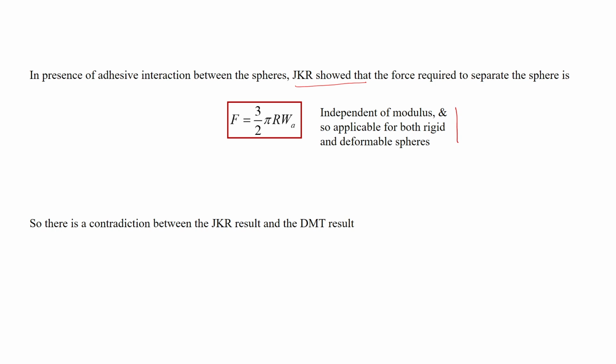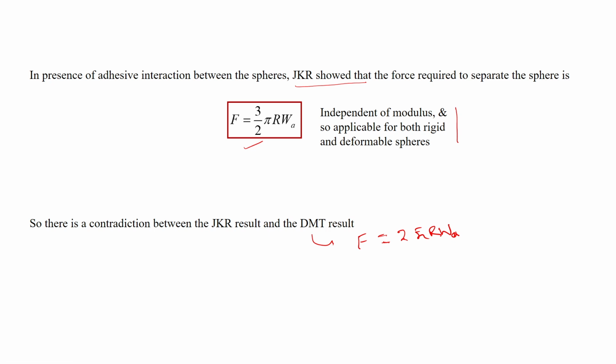So, for the rigid spheres in the DMT model, what do we get? We get F is equal to 2 pi R W A. So, what does it mean? There is a confusion here, there is a contradiction here. For the JKR result we get F is equal to 3 by 2 pi R W A, and for DMT we get 2 pi R W A. In the DMT case there is no modulus, which is understandable because the sphere is rigid. In the JKR case also this is independent of modulus, although the spheres are actually deformable.